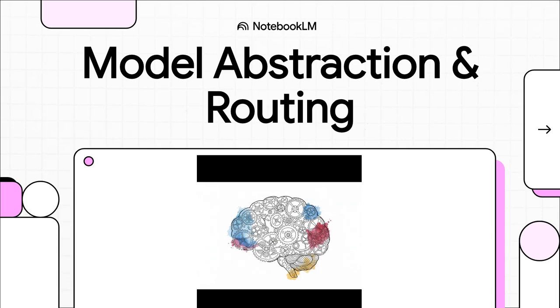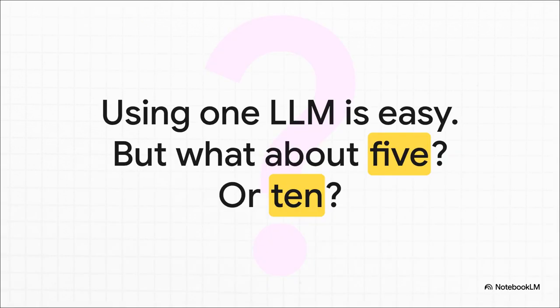All right, today we're going to get into the really cool stuff, the hidden architecture that takes a bunch of powerful AI models and actually turns them into a single intelligent system. Let's dive right in. Hooking up a single LLM to your app, something like GPT-4, it's gotten pretty easy, right?